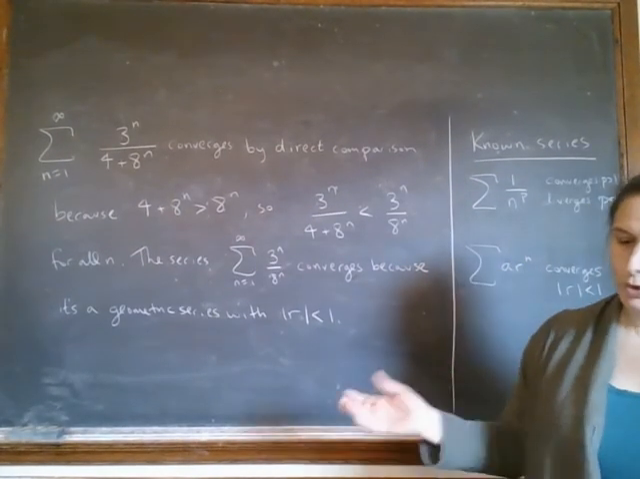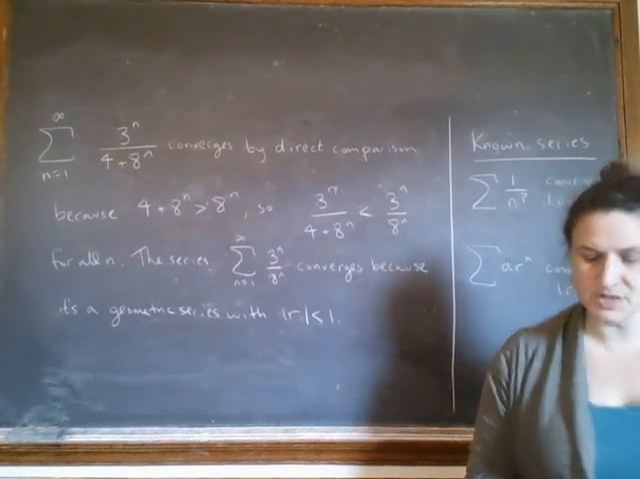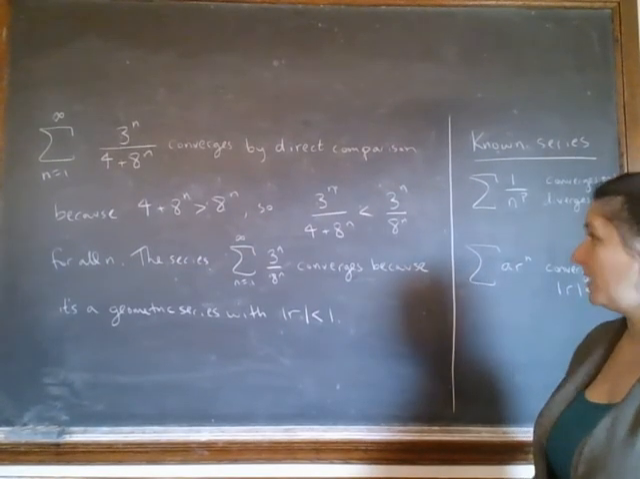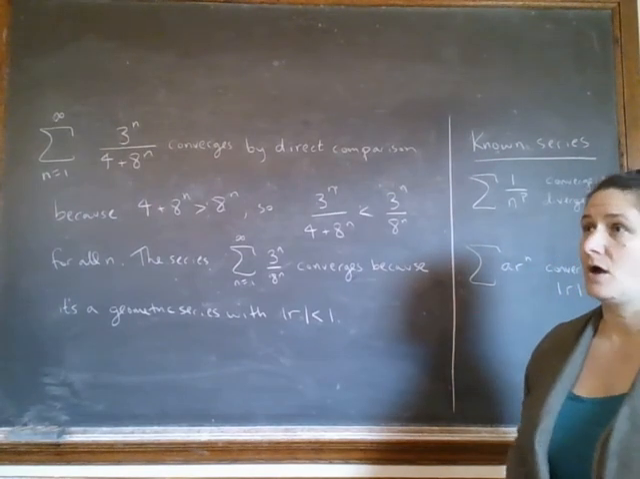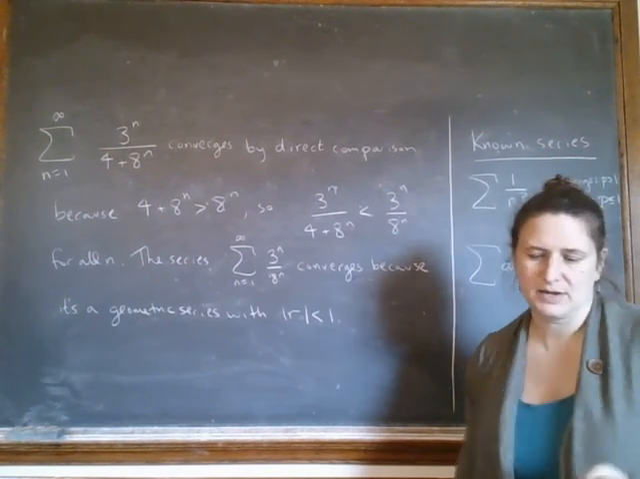Okay. So those are two quick examples of the direct comparison test. Our first one diverged, so it was a greater than. Our second one converged because it was a less than.